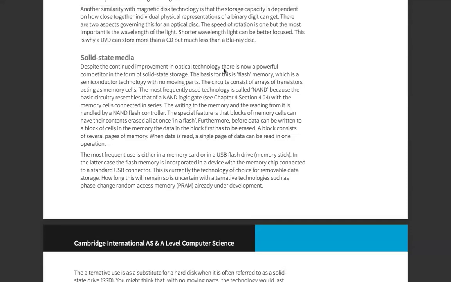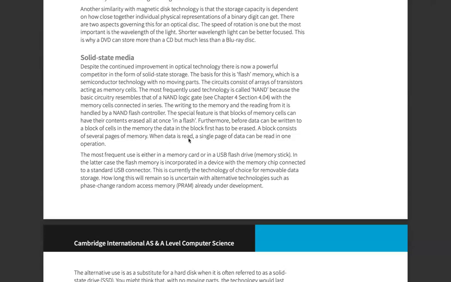So here what it says, the writing to the memory and the reading from it is handled by NAND flash controller. So the special feature is that blocks of memory cells can have their contents erased all at once in a flash. Furthermore, before data can be written to a block of cells in the memory, the data in the block first has to be erased. So a block consists of several pages of memory.